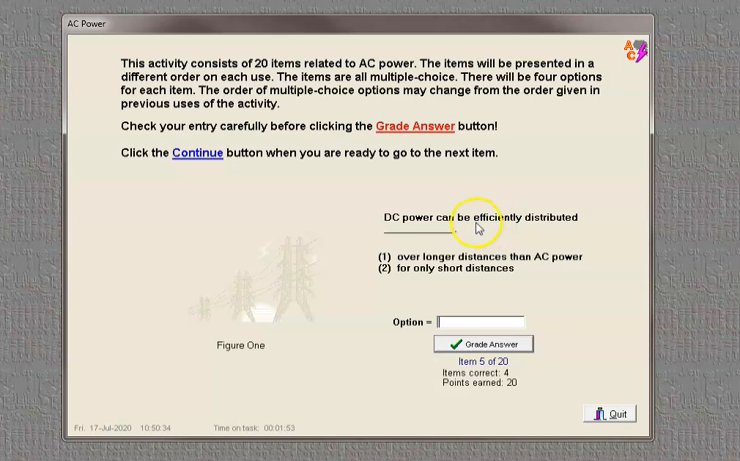DC power can be efficiently distributed, number 2, for only short distance. That's the advantage of AC. It talks about that in the history. Electrical power is most efficiently distributed with high voltage, much potential, but very little actual kinetic energy. So when we talk about voltage versus current, it's easier to send electricity with higher potential because it's not actually doing anything yet. So you can think of it that way.